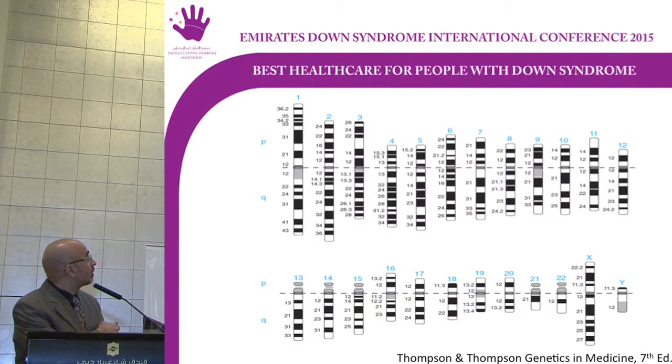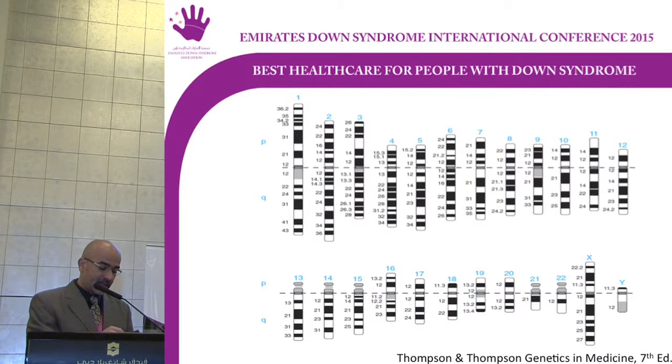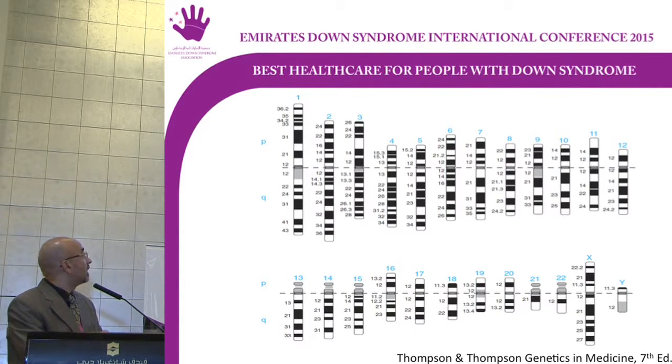So all the other chromosomes have a short arm and a long arm, but here the short arm is very small. And again, this one has another clinical implication that we will come to in a minute.